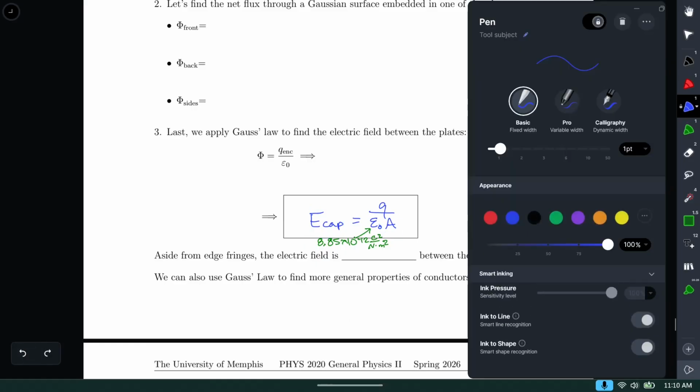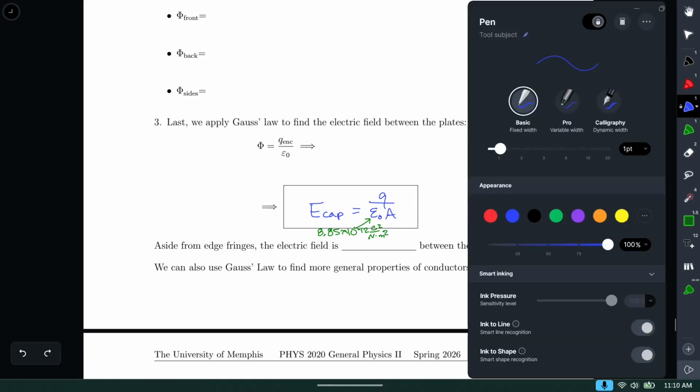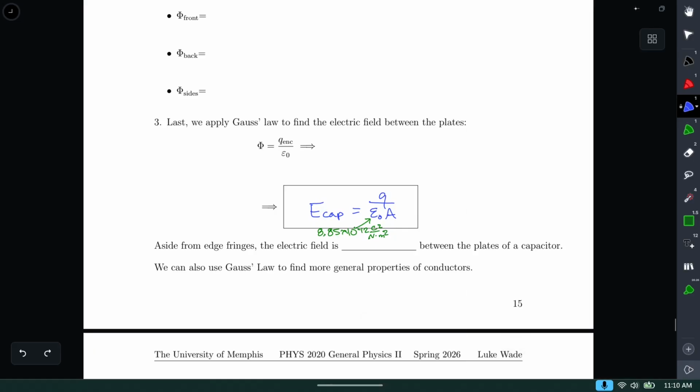And so that really is a statement about the density of charge. So sometimes you see this written where Q divided by A is its own value. We call it the surface charge density. We use sigma for that. So it's just how tightly packed the charge is on the surface of the plates.